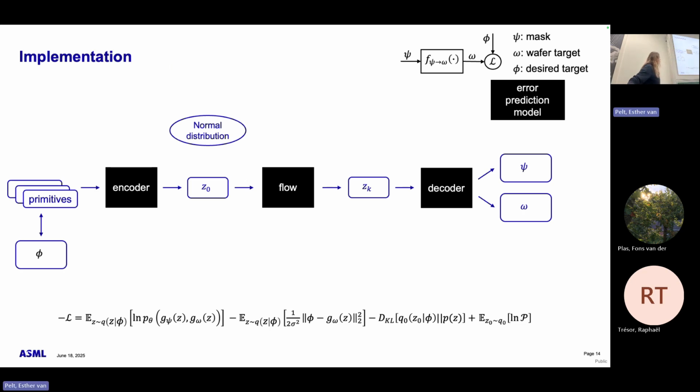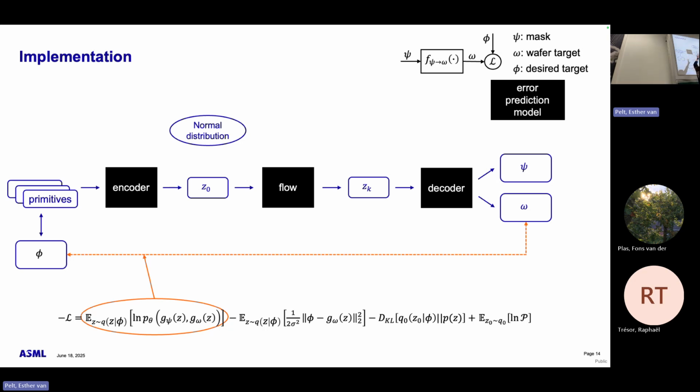In terms of the model architecture, it looks like this. We have the primitives, we put them into the encoder to get to the latent space. Then we add a normalizing flow to make a more complex distribution from that. We sample, and then we go to the decoder to produce both the mask and the wafer function. And we translate this through the objective function. This is a mistake. The second term is the reconstruction error between the input and what we actually get out of it.